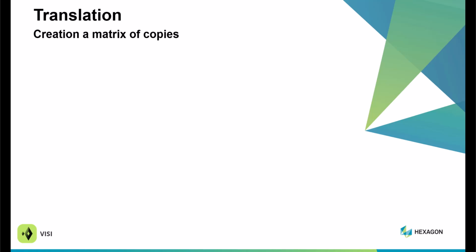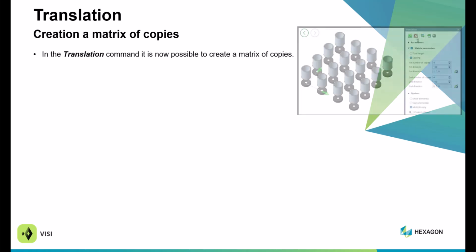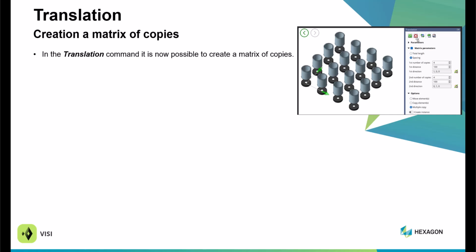New to translation, you have the creation of a matrix for copies in the translation command. So within translation, you now have the matrix parameters.